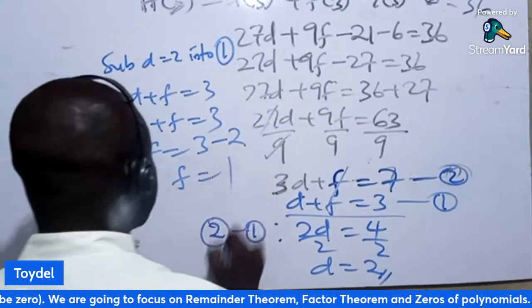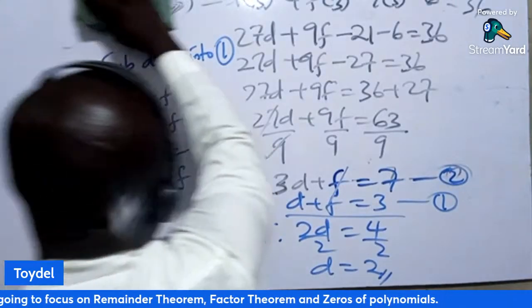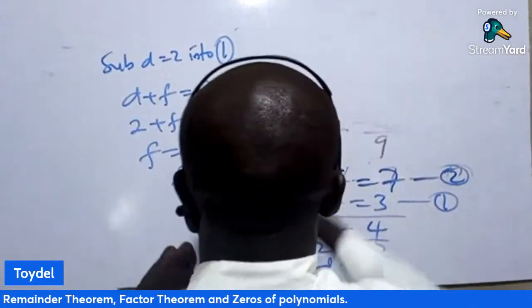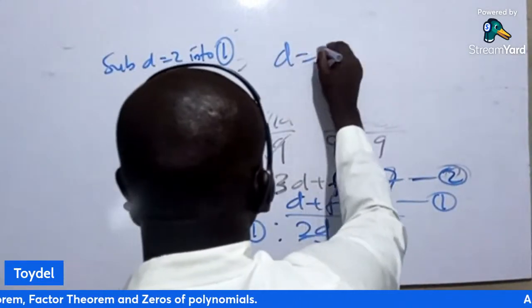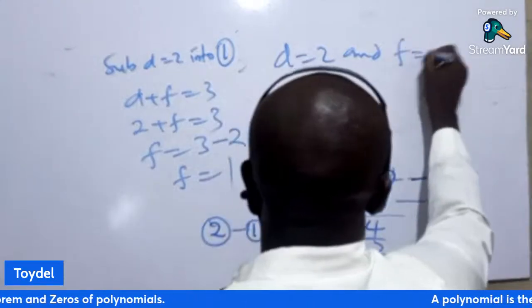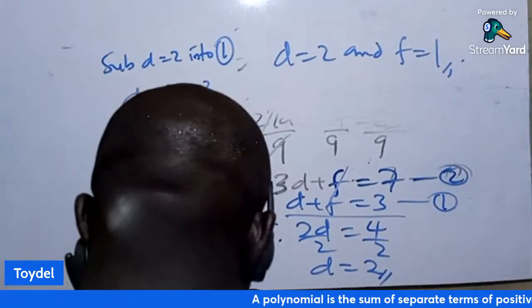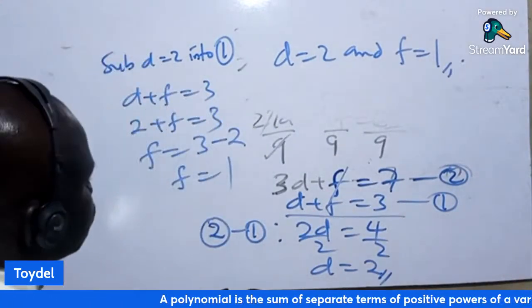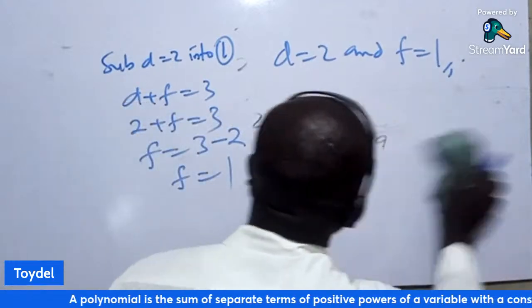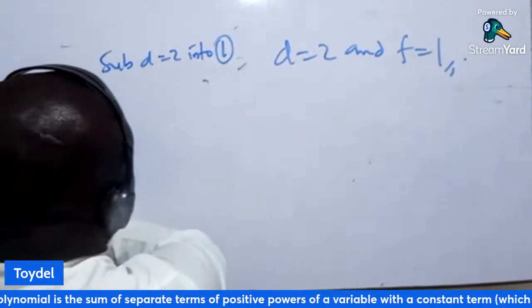So f is equal to 1. Therefore, we have been able to show that d is equal to 2 and f is equal to 1. And that's what we are asked to do. So we have seen the implication of remainder theorem and factors theorem.